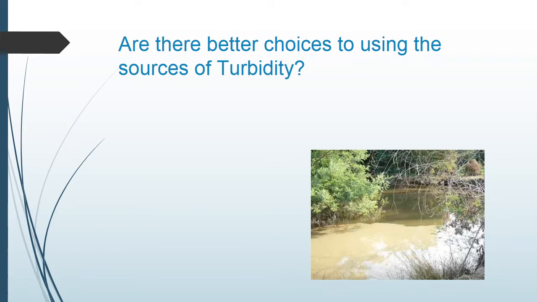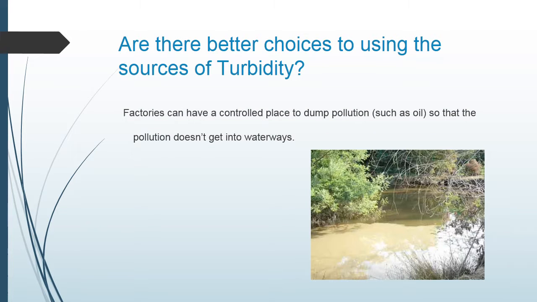Are there better choices to using the sources of turbidity? Yes, factories can have a controlled place to dump pollution, such as oil, so that the pollution doesn't get into the waterways.